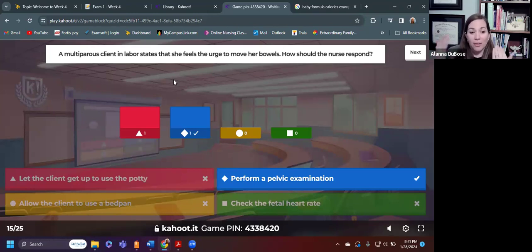That means that road has been paved several times before, and she might move quickly from being just a few centimeters to being complete and needing to push the baby out. When she feels like she needs to have a bowel movement, we're not going to get her up because she might end up having the baby on the floor until we check her cervix. Okay. So we're going to check her cervix first if she's saying she needs to have a bowel movement. Okay.